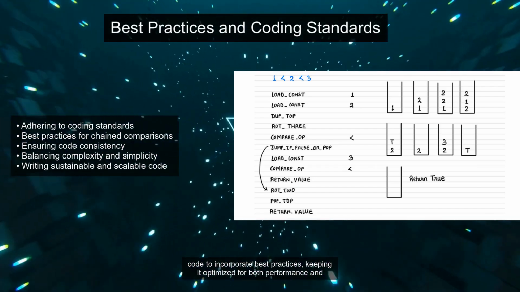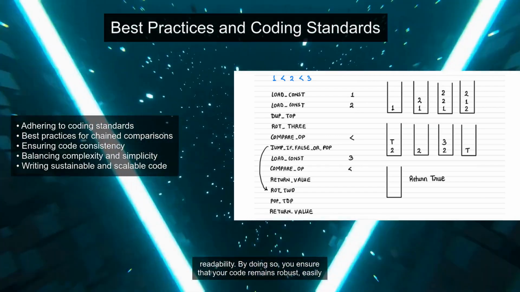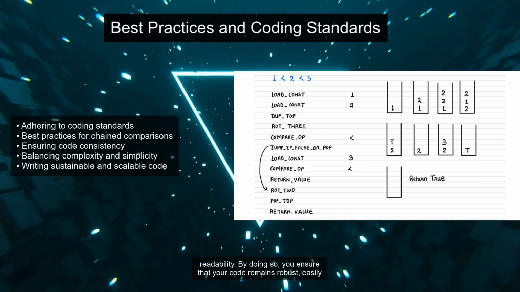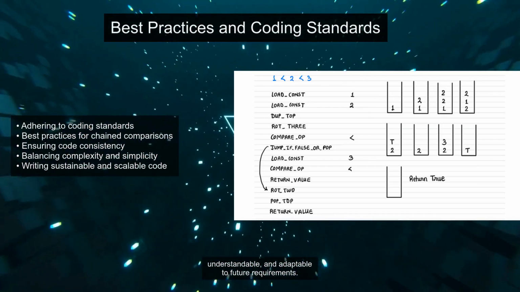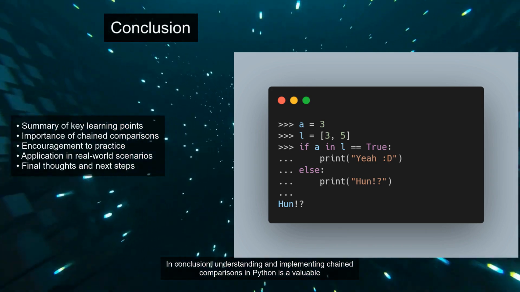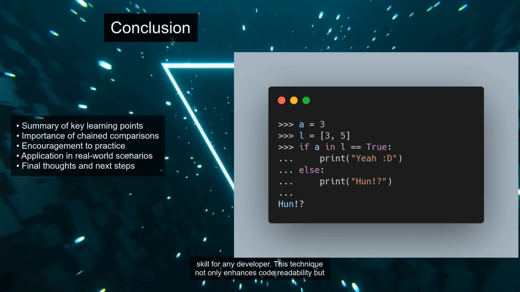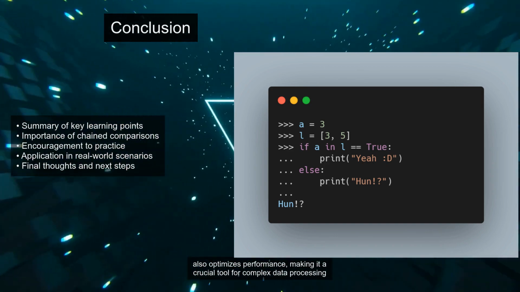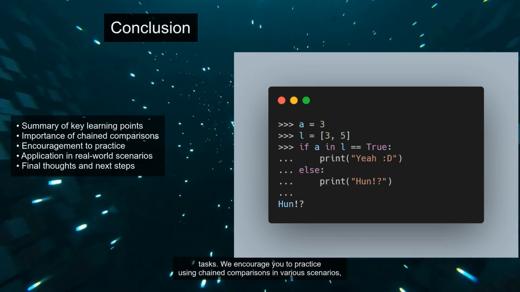Regularly review and refactor your code to incorporate best practices, keeping it optimized for both performance and readability. By doing so, you ensure that your code remains robust, easily understandable, and adaptable to future requirements. In conclusion, understanding and implementing chain comparisons in Python is a valuable skill for any developer.